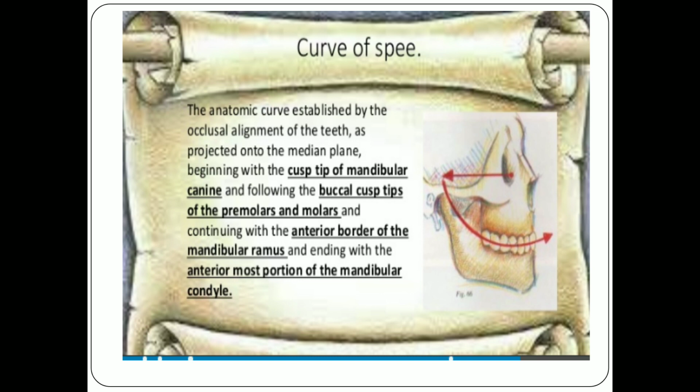So you have to remember all these things. It is the curve which will be established in the median plane. What type of curve is it? It is an anterior-posterior curve. It will be established in the median plane, starting from the tip of the mandibular canine, touching the buccal cusp tips of the premolars and molars, and continuing to the anterior most portion of the mandibular condyle. All these points should be present when you are writing your curve of Spee. Just don't write that it is a curve starting from the canine tip to all the posterior surfaces of the mandible. And the diagram is very, very important.